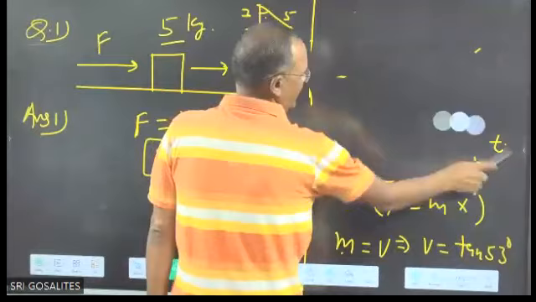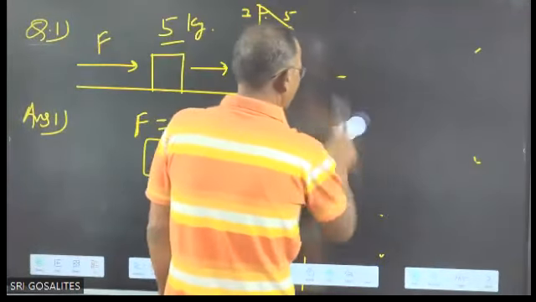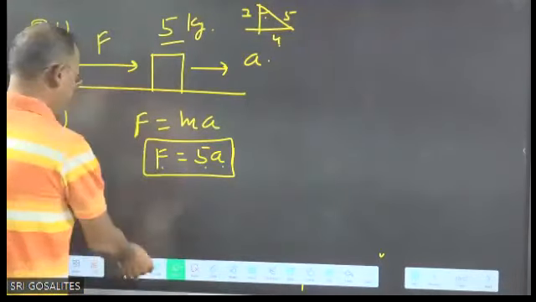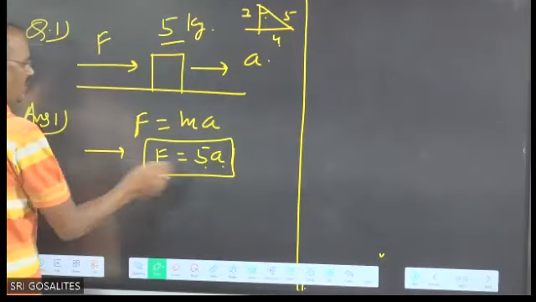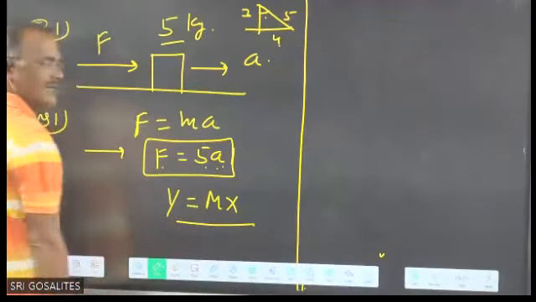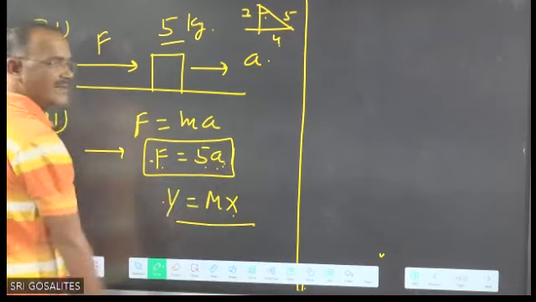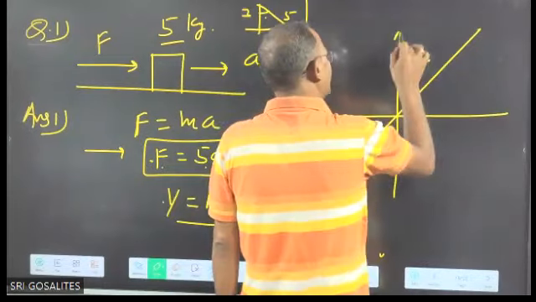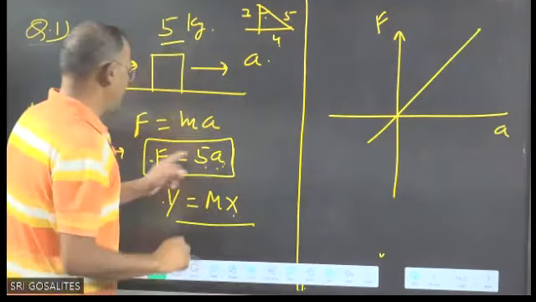Okay, my dear children. So now that we have learned y and x, because in physics we have to relate two quantities, and accordingly slopes will give us the result. See, F equals 5a. It is something like y equals mx. Here y is F and x is acceleration. The graph will be y equals mx like this. It will not go down, because if a is 0, then F is 0.